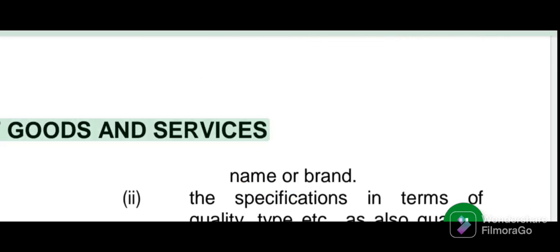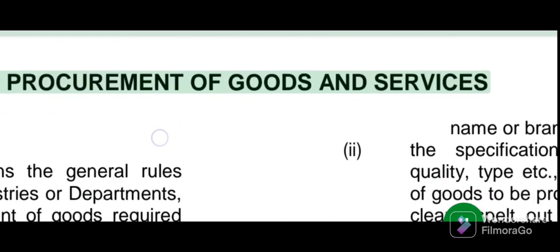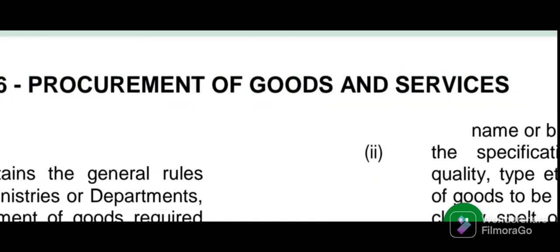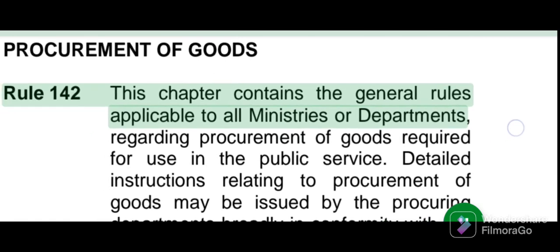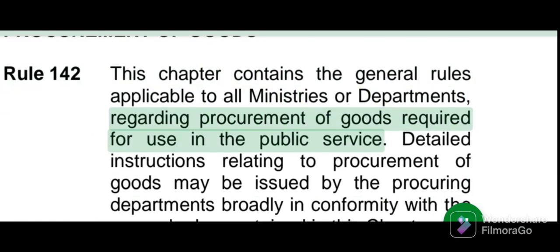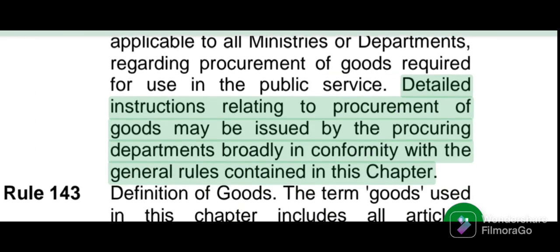Chapter 6: Procurement of goods and services. Procurement of goods. Rule 142: This chapter contains the general rules applicable to all ministries or departments, regarding procurement of goods required for use in the public service. Detailed instructions relating to procurement of goods may be issued by the procuring departments broadly in conformity with the general rules contained in this chapter.